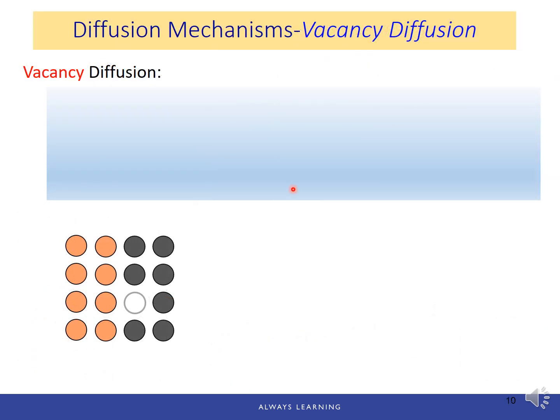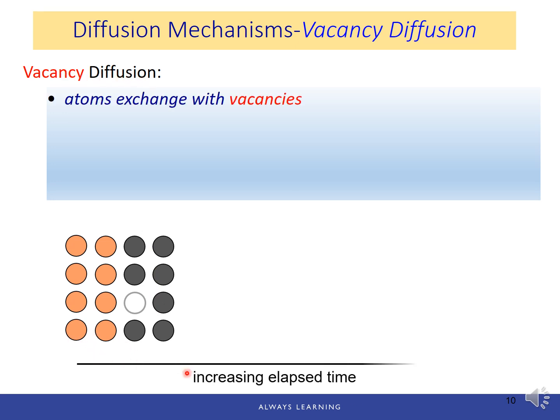One mechanism involves the interchange of an atom from a normal lattice position to an adjacent vacancy, or weakened lattice site, as shown here, and is termed vacancy diffusion. This can be illustrated on an increasing elapsed time scale, where an atom jumps or exchanges positions with the adjacent vacancy.